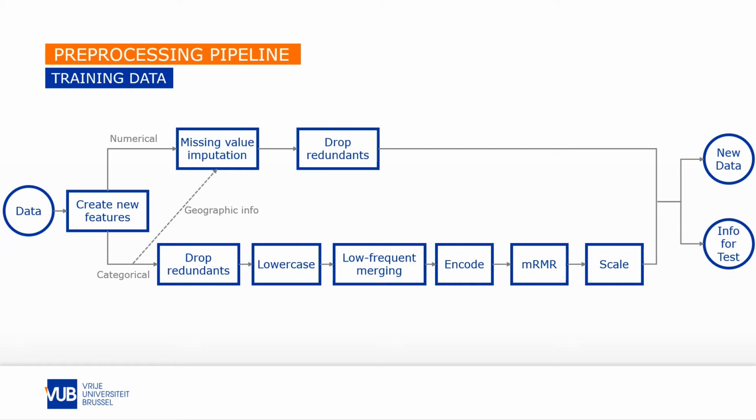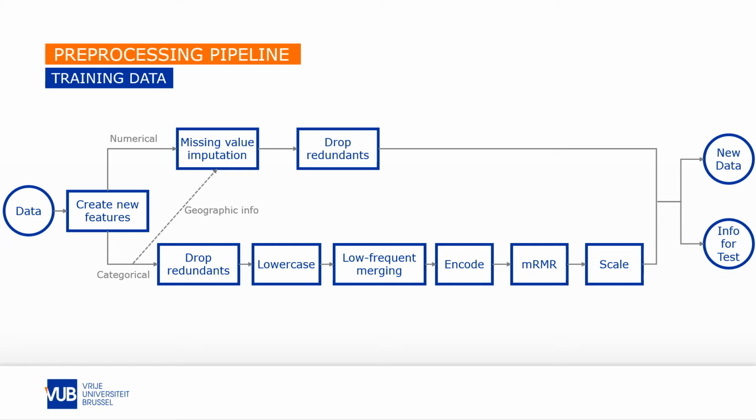After creating the new features, we handle the numerical and categorical data separately. What is kind of important to note here is that we still need some categorical information to compute the geographic mean for numerical data. Also, all categories are converted to lowercase to prevent data entry mistakes involving casing.